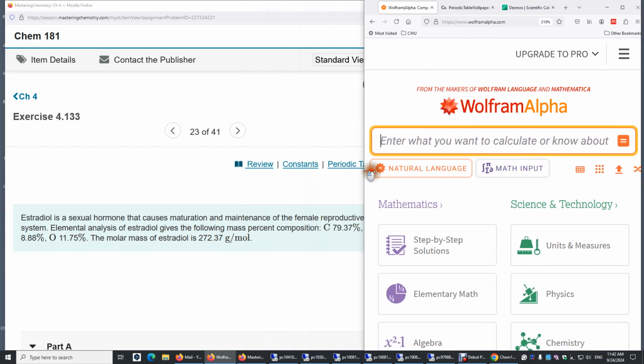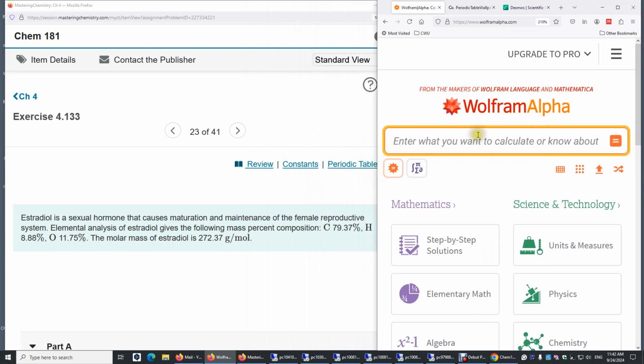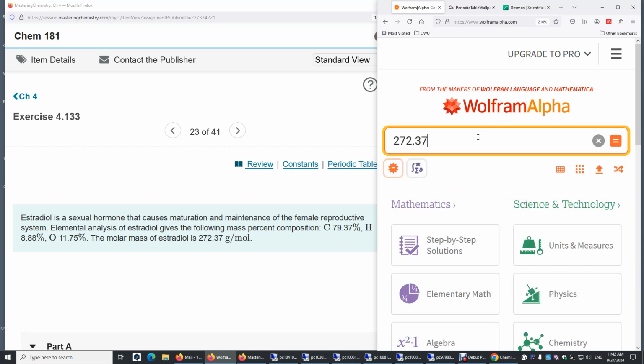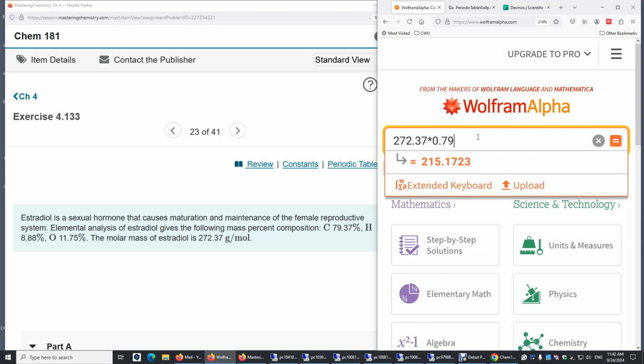Let's just use Wolfram Alpha to do the calculation. Again, I'm assuming that we have 1 mole of estradiol. The mass is this many grams. Now we'll just get the mass of carbon. Alright, that's the mass of carbon: 216.18 grams of carbon in 1 mole of estradiol.